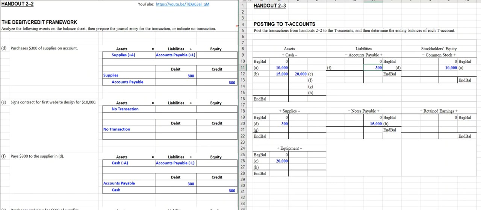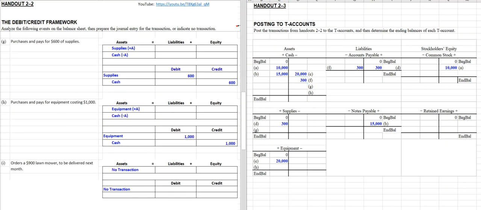Transaction F, we had a decrease to accounts payable, a $300 decrease. We paid our vendor. And we had a $300 decrease to cash. In transaction G, we had a $600 increase or debit to supplies, and a $600 decrease or credit to cash. In H, we had a $1,000 debit to equipment, and a $1,000 credit to cash. And in I, there was no transaction.